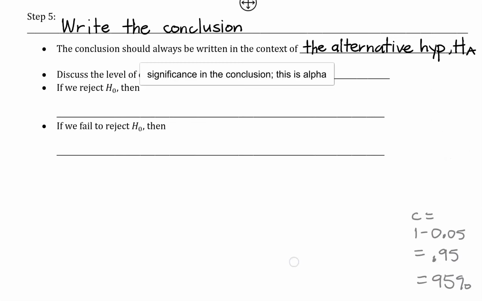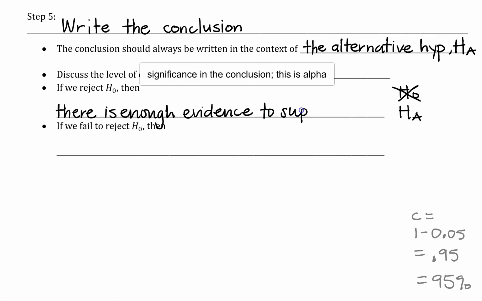If we made the decision to reject HO, so we have HO and we have HA, so we have rejected HO, so I put an X on HO. Then we say that there is enough evidence to support HA. If we are rejecting HO, we're saying there is enough evidence to support HA.